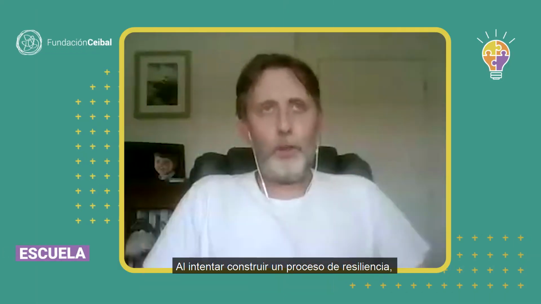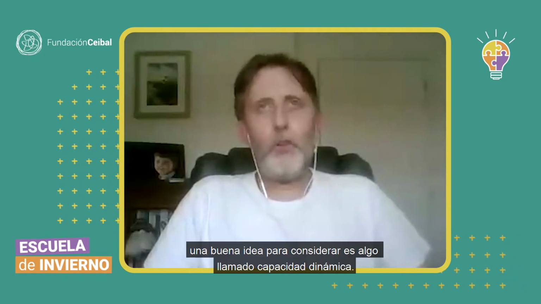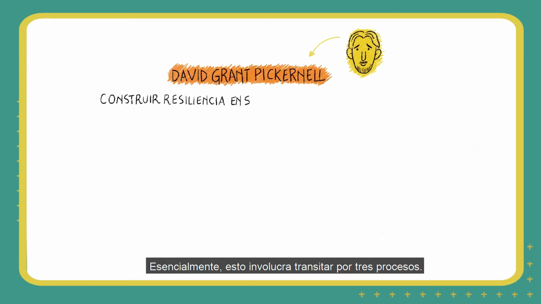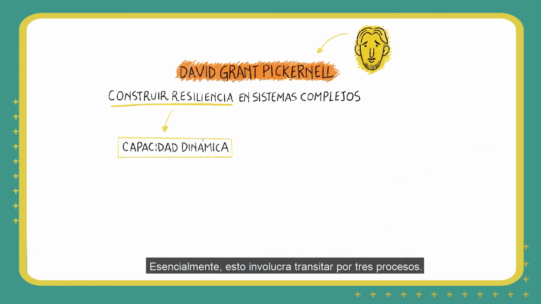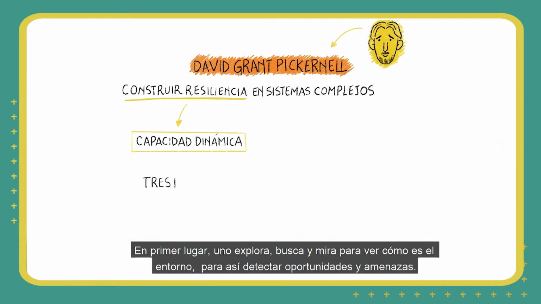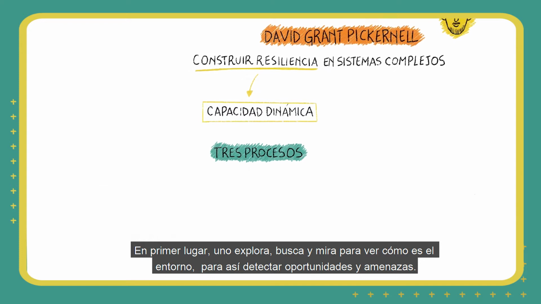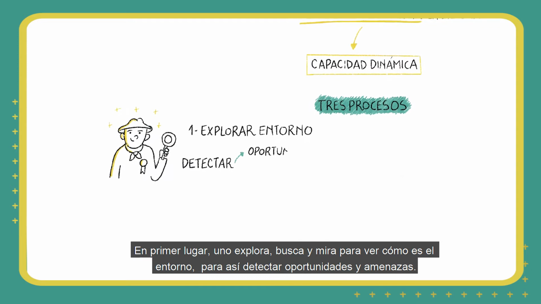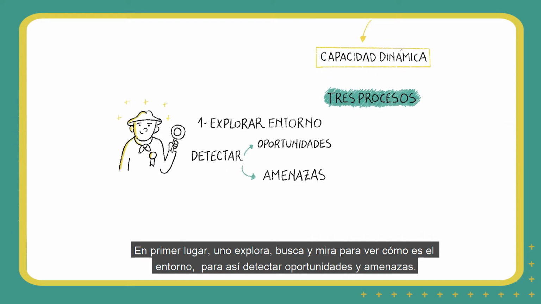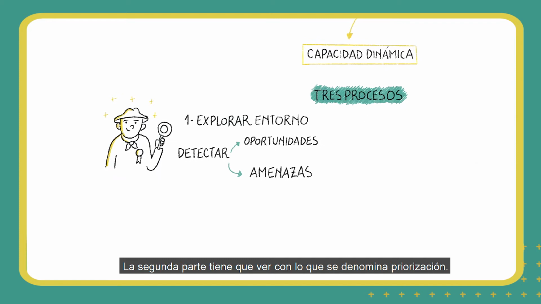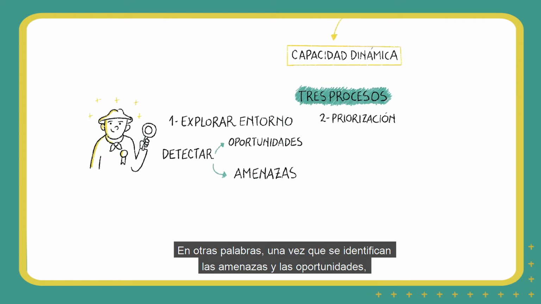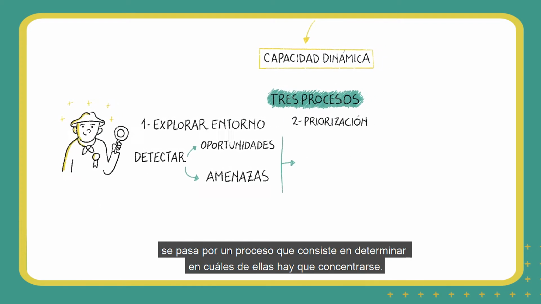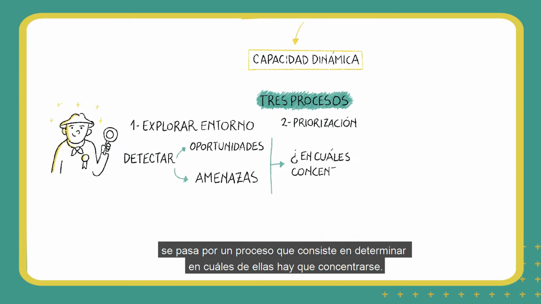When you're trying to build a process of resilience, one good idea to think about is something called dynamic capabilities. Essentially, what that involves is you going through three processes. First of all, you are reaching out and looking to see what the environment looks like, to sense opportunities and threats. The second part of it is what they call seizing. In other words, once you've identified the threats and the opportunities, you go through a process of determining which ones you're going to focus on.